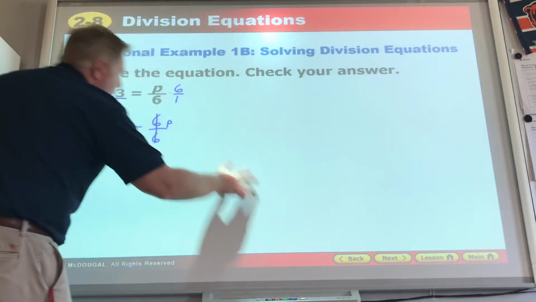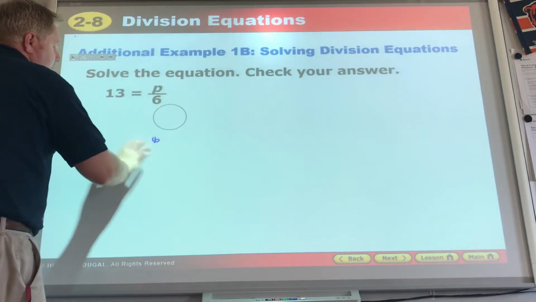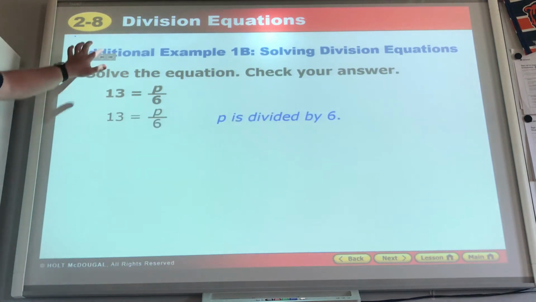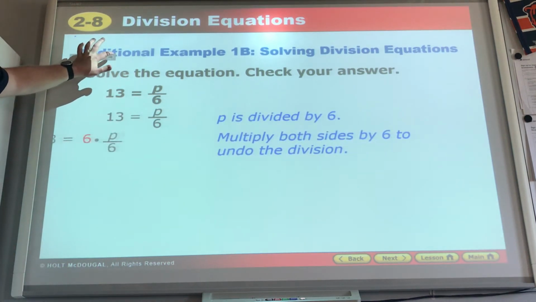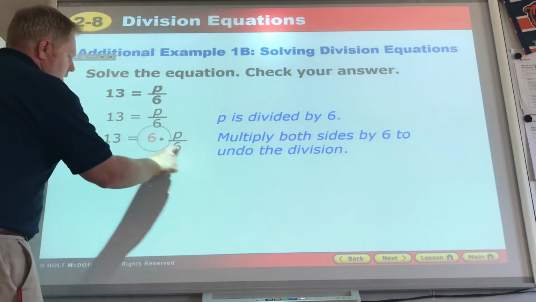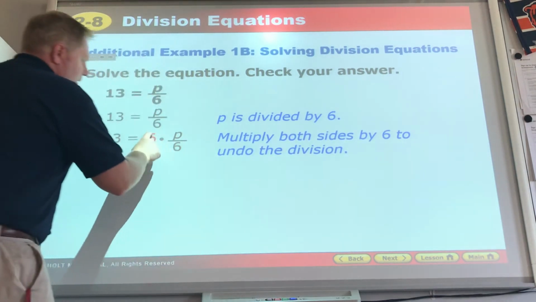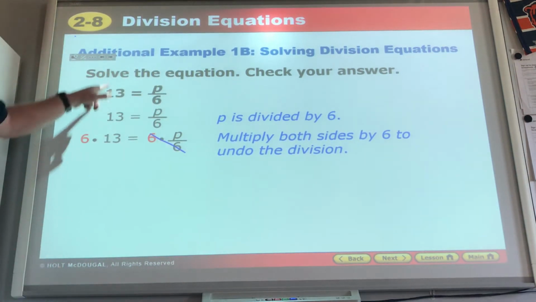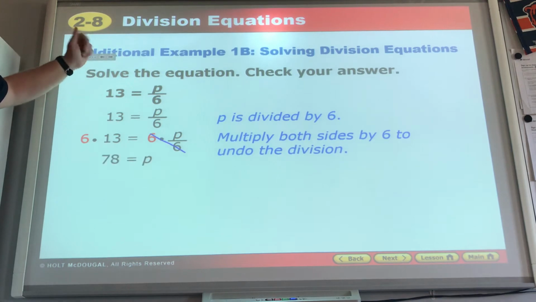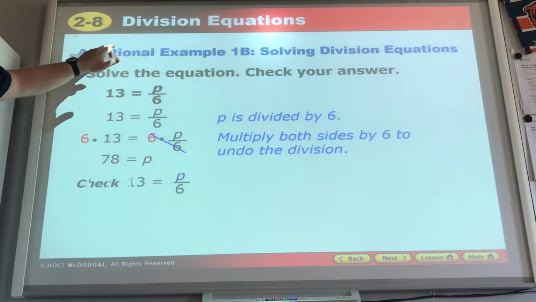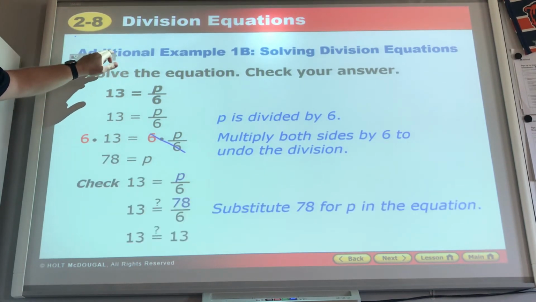Let's see if we did it correctly. All right, so we have that there. They multiply by 6, and they take just the shortcut and go, oh, those cross out because one's on top, one's on bottom. Then do 6 times 13, and we get 78. All right. We put it back in to check it out, and it does check out and work.